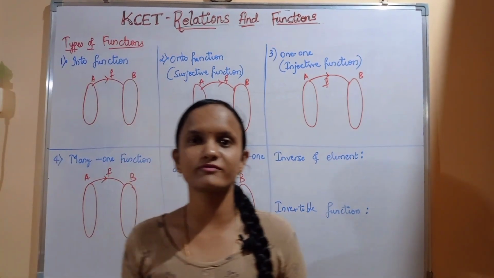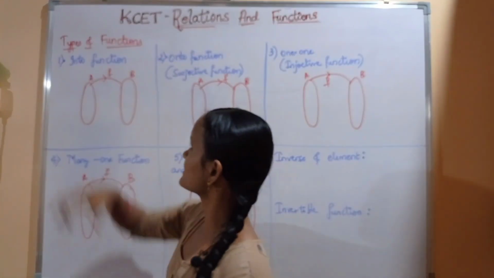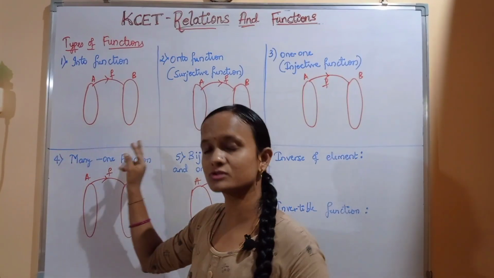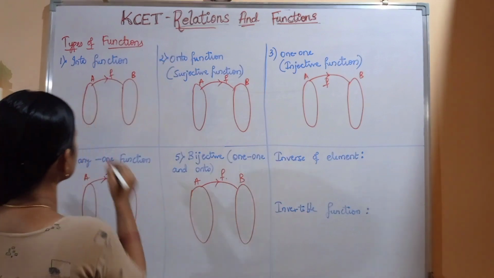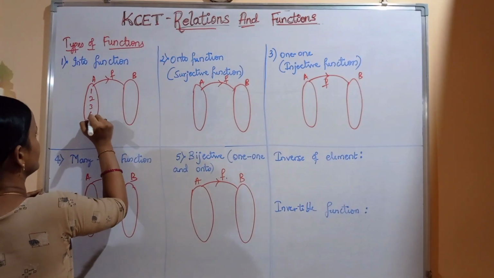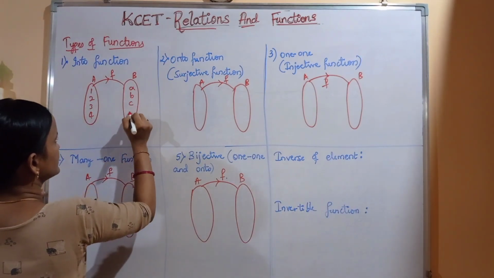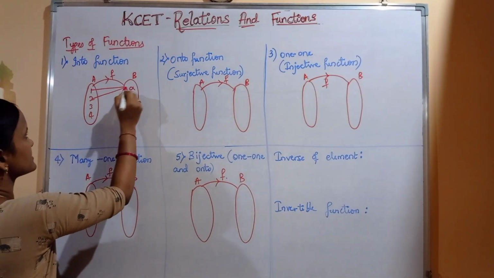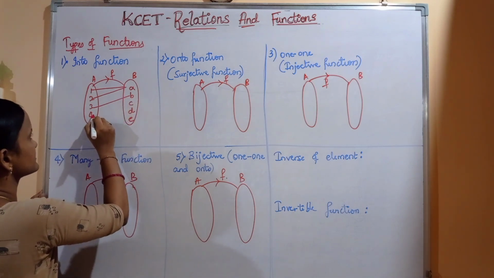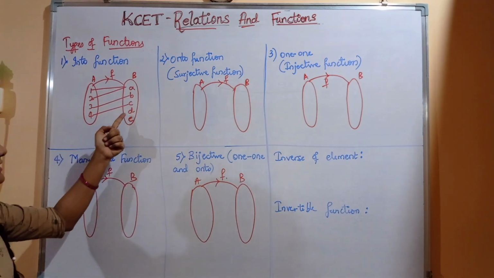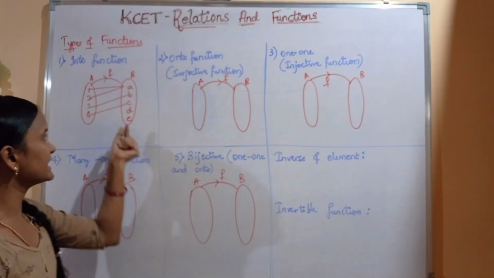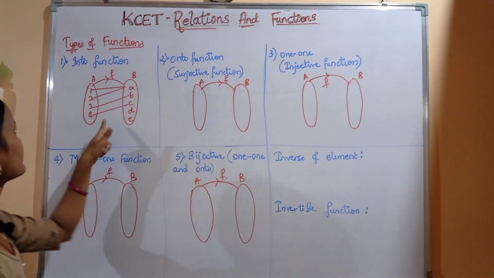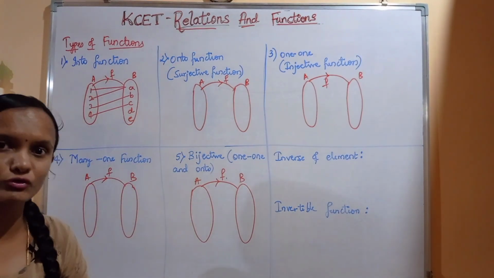Next come the types of functions. The first is the into function. If f is a function from a non-empty set A to a non-empty set B, having elements, for example, 1, 2, 3, 4 and A, B, C, D, E, and here 1 is mapped to A, 2 is mapped to A, 3 is mapped to B, 4 is mapped to C, then D and E are left. If any one element present in the codomain is not mapped, then we say that the function is an into function.